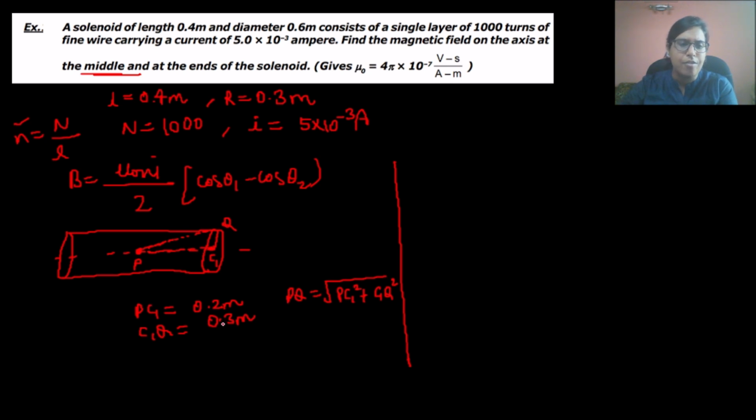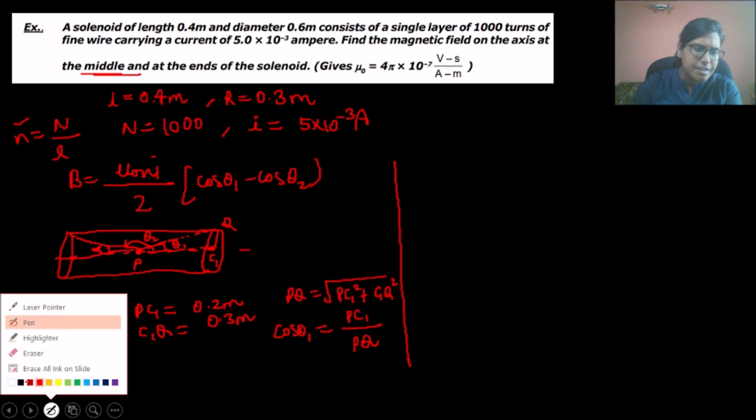So if you have all three sides of a triangle, then you can calculate cos theta 1 easily. This angle is theta 1, cos theta 1 will be PC1 upon PQ. Now we have to calculate cos theta 2. So this angle is theta 2. Suppose this angle is alpha.